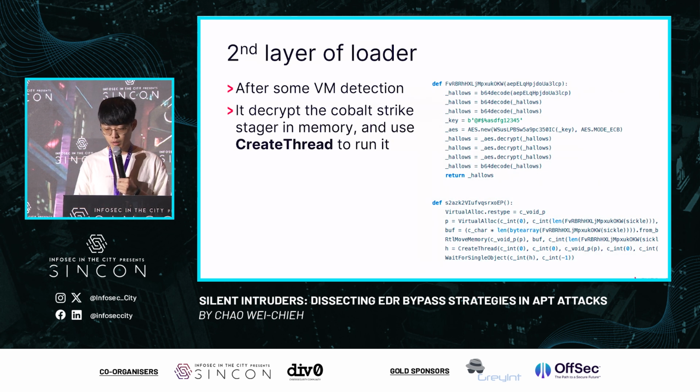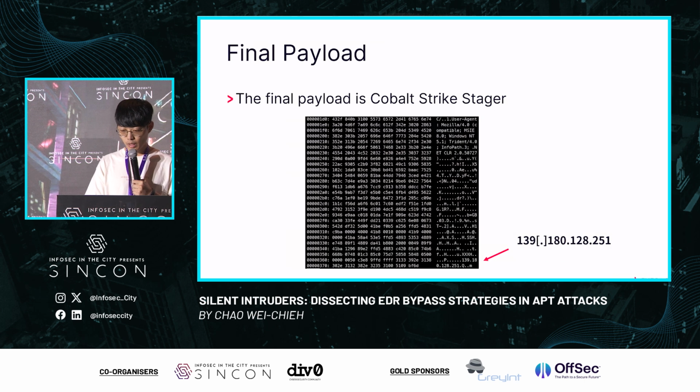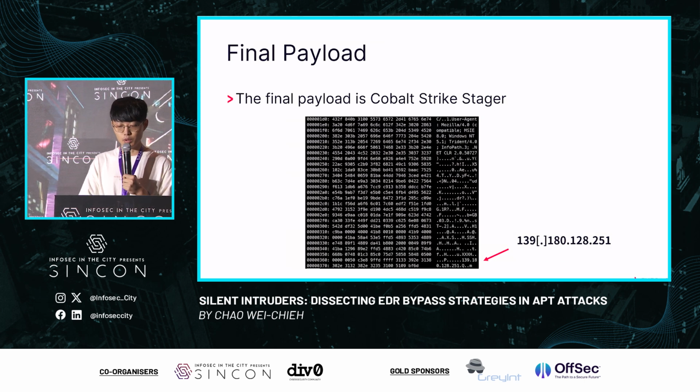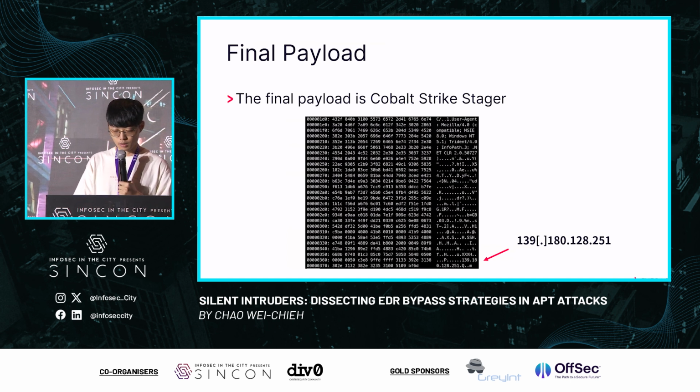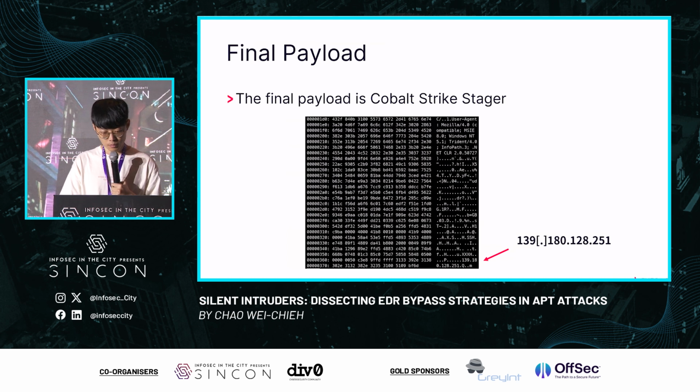So the second layer of the loader is also written in Python. And after doing some regular VM detection to evade sandbox detection, it decrypts a Cobalt Strike stager in memory and uses CreateThread to run it. So it's like a normal malware. And the final payload is a Cobalt Strike stager. And it will connect to the C2, the IP starting with 139.